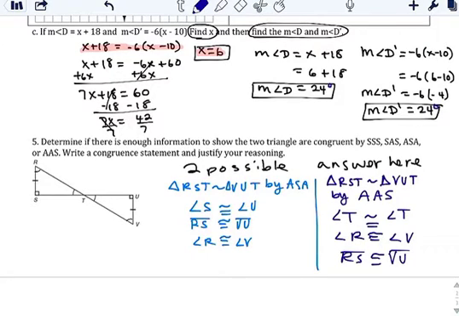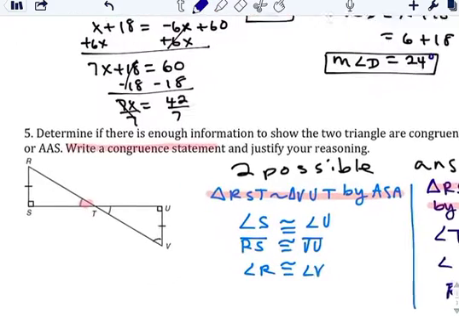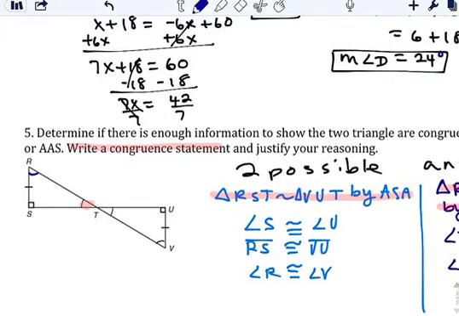Okay, triangle RST is congruent. It says write a congruent statement. This is a congruent statement. This is a congruent statement. Both ways are correct. Whichever one you see, either you see angle, side, angle, or you see side. This isn't a side, it was there already. Watch on your test, it's already there.